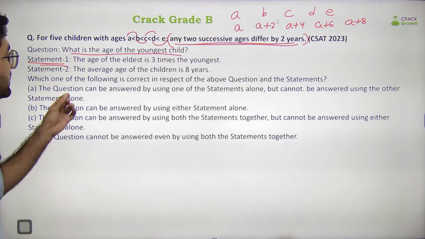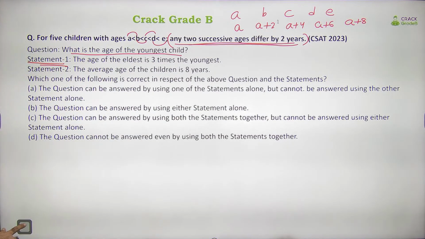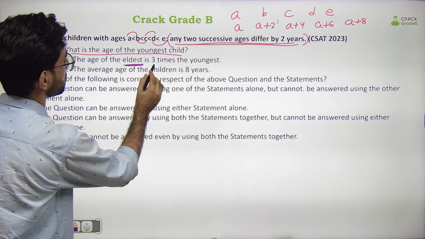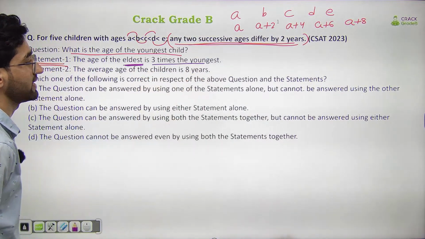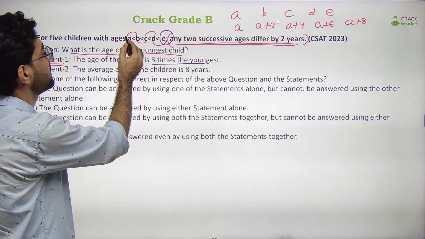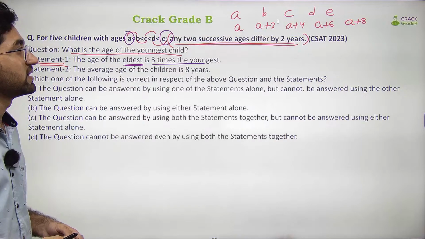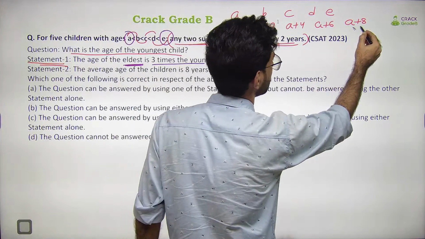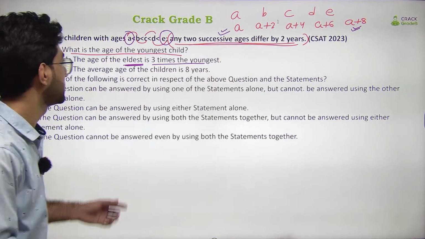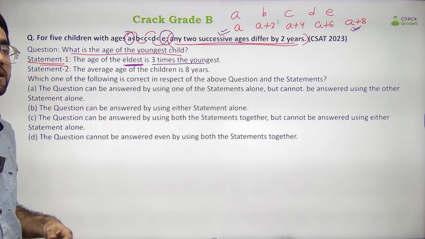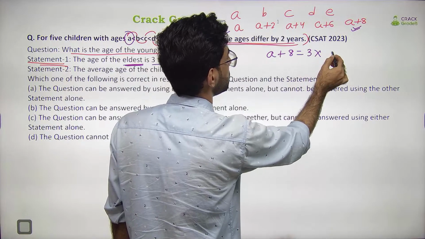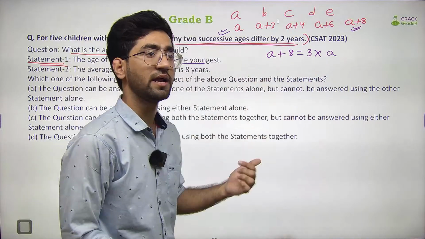Statement 1 says that the age of the eldest is 3 times the youngest. Read this line carefully: the age of the eldest is 3 times the youngest. So E is the eldest and A is the youngest. Now look at this point: A plus 8 is the eldest, A is the youngest, and the eldest is 3 times the youngest. So A plus 8 is equal to 3 into A. So now can we find the value of A?